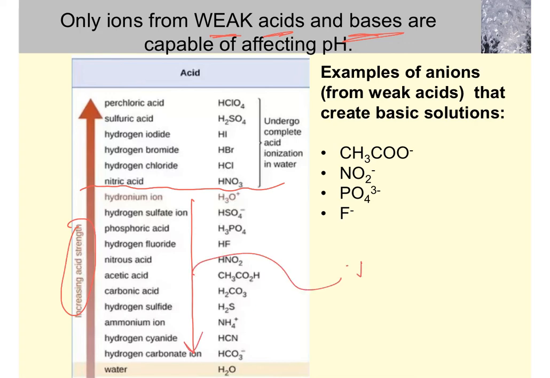The ions from any of these weak acids can and will make an aqueous solution basic by interacting with water. So you just look at the ions that all of these can make: SO4, phosphate, fluoride, nitrite, acetate. Any of the ions or conjugate bases you can think of for any of these weak acids will change the pH of a solution.